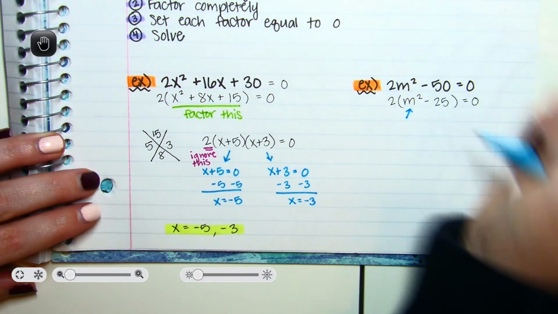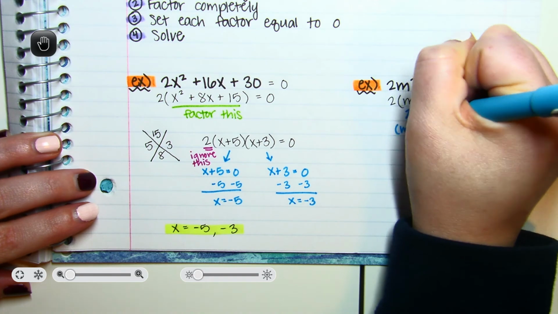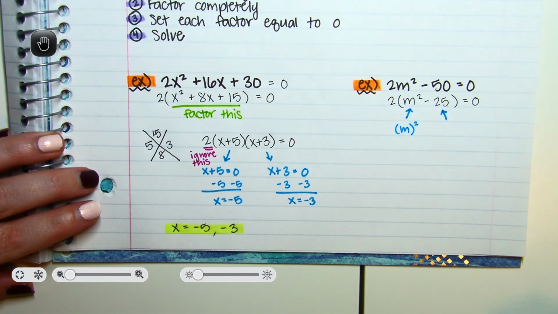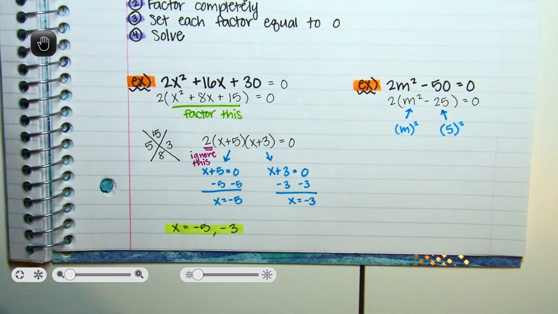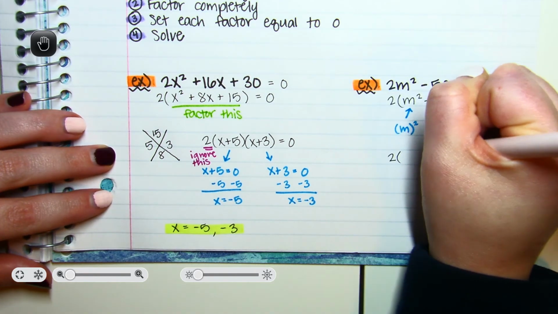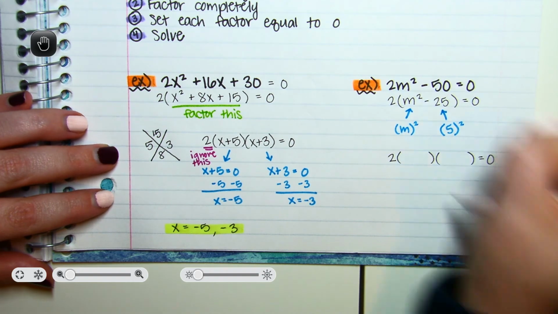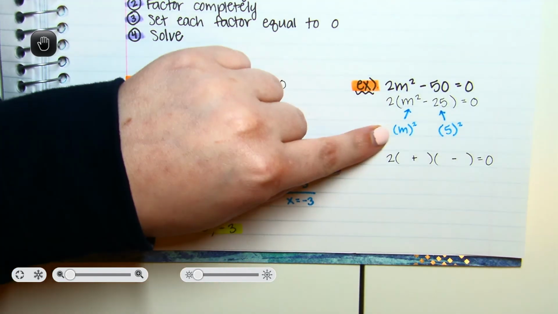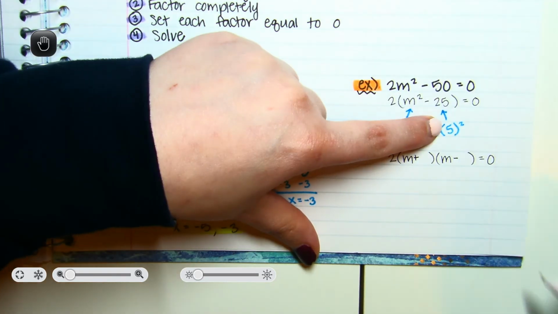What is the square root of m squared? If you said m, you are correct. And what is the square root of 25? If you said 5, you are correct. So when we write this in factored form, my GCF stays out in front. And then my factors, one will be plus, one will be minus. M goes in the first spot, and 5 goes in the second spot.